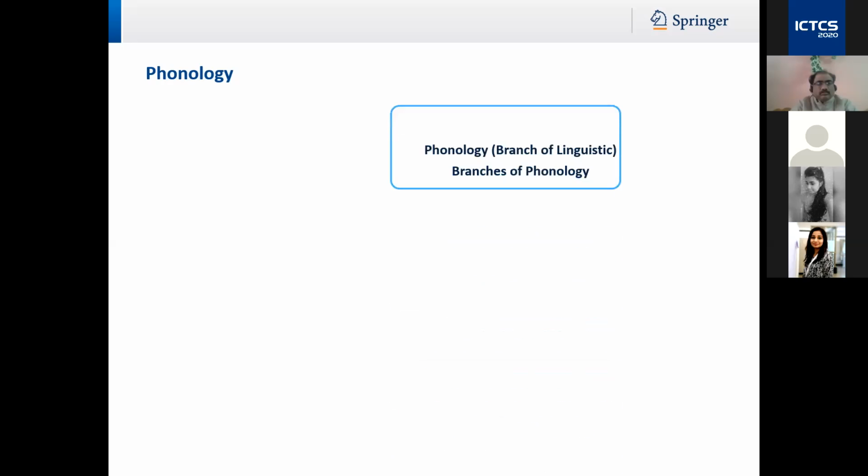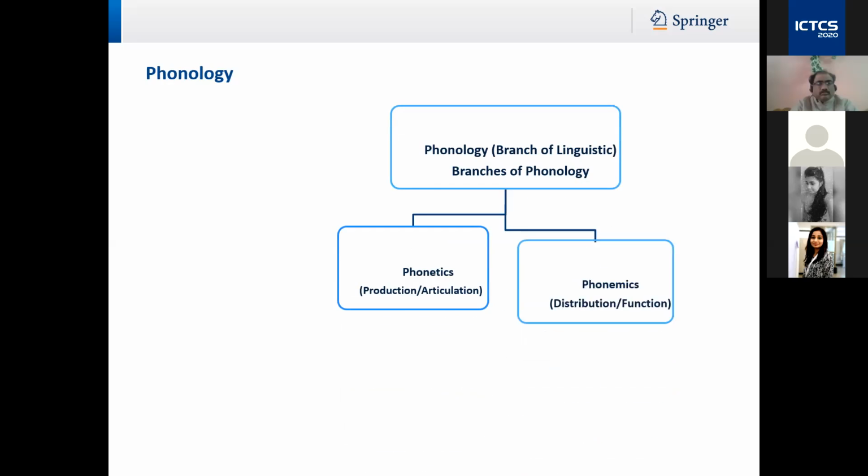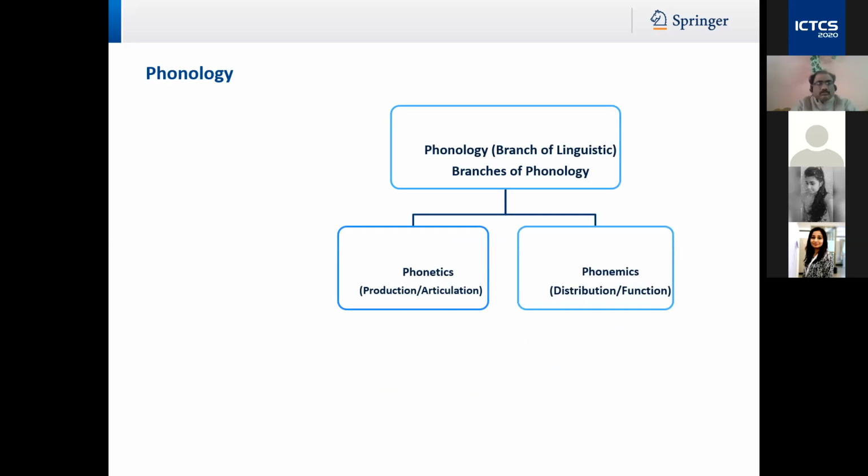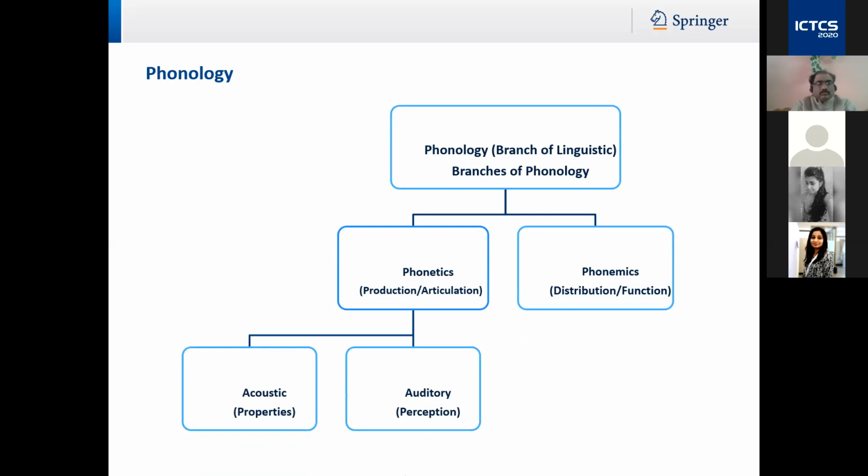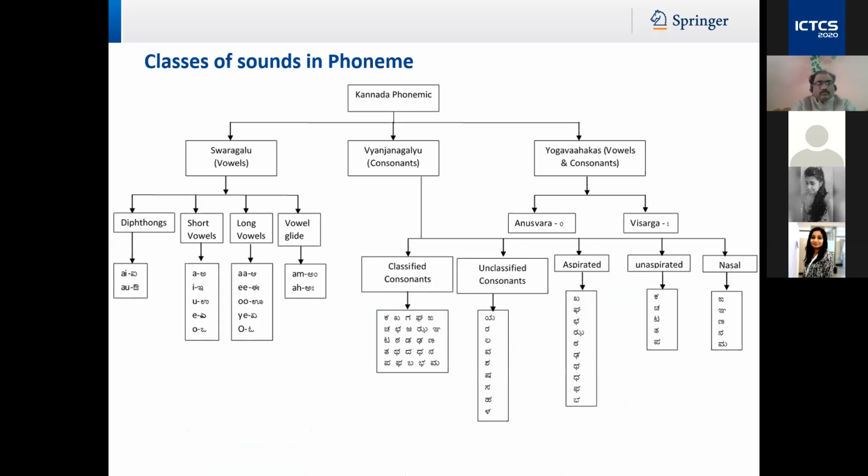Now, phonology is a branch of linguistics, and it also has branches like phonetics and phonemics, where we can find sub-branches of phonetics like acoustic, auditory, and articulatory. Now, phonemes have branches called vowels and consonants, where in Kannada we have swaragalu, vyanjanagalu, and yogavahas.